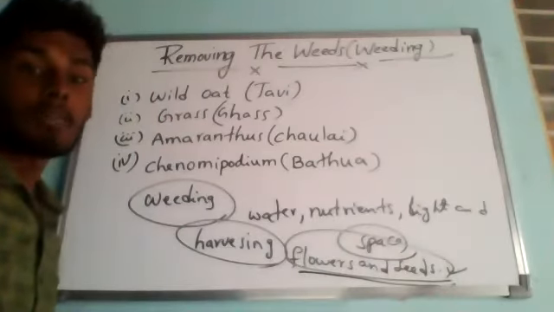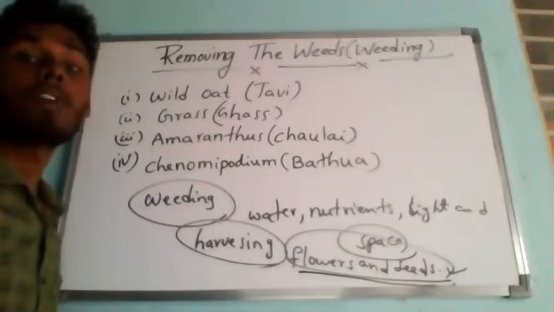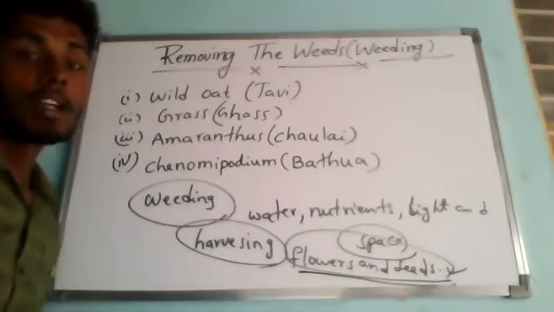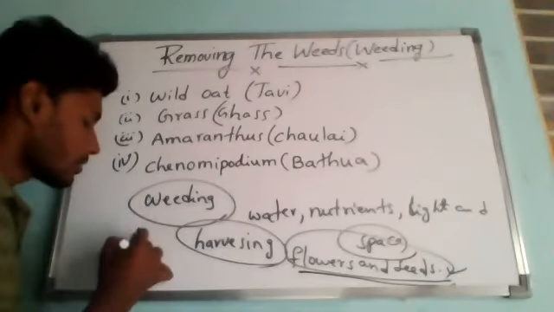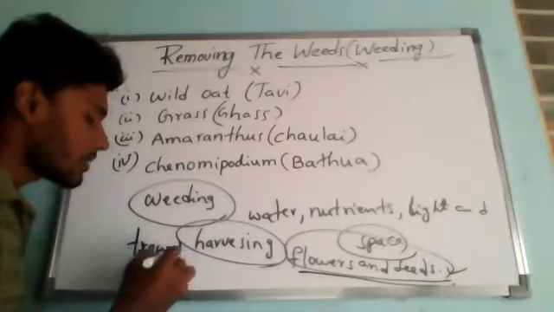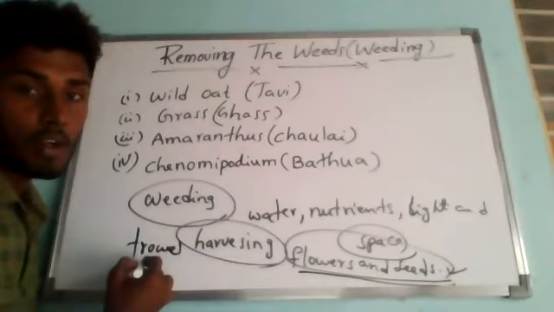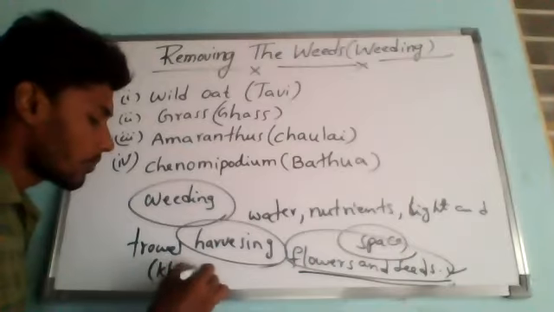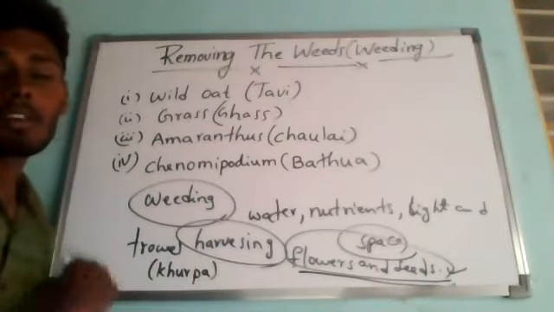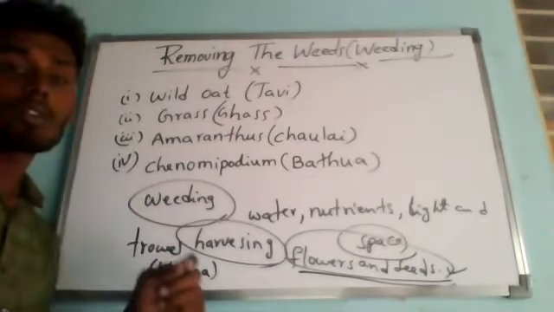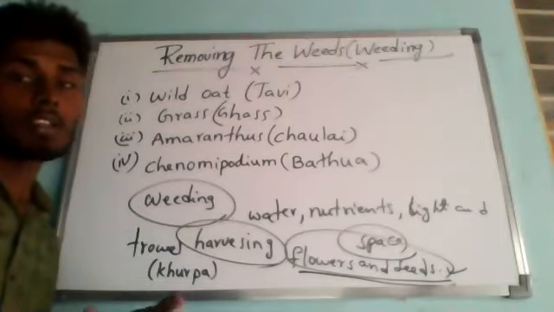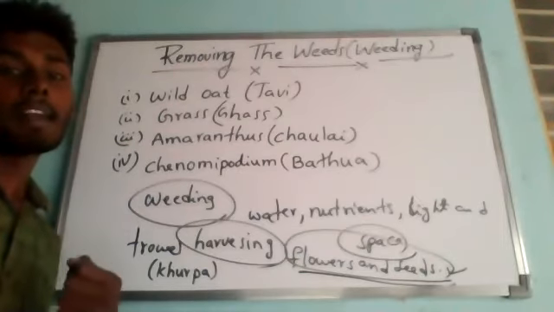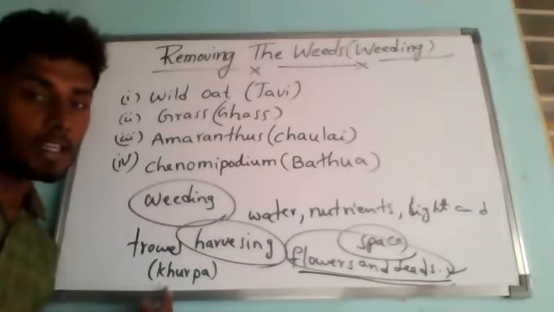Weeding is done by hand or with the help of implements like a trowel. Understand? Trowel, I will draw the diagram also. What is the meaning of trowel? We can call it kurpa. Understanding? Kurpa. This trowel is one of the most important implements which we use in Indian cultivation. So weeding is done by hand, or with the help of implements like a trowel.